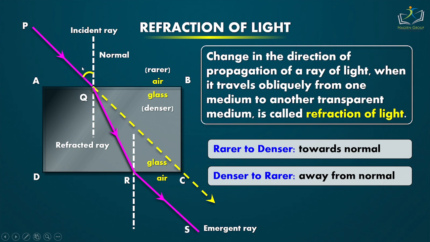Now here, the incident ray with the normal makes an angle i, the angle of incidence. The refracted ray with the normal makes angle r. Another one is e. This is called the emergent angle.